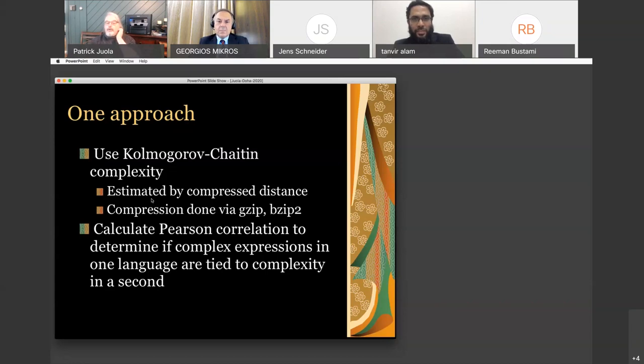So we can do the compression. I used two different methods, gzip and bzip2. And I just calculate the Pearson correlation between samples in English and samples in Arabic to see if complex expressions in one language are tied to complexity observed in the second language. I hope that's clear to everyone. If it isn't, somebody will hopefully be watching the Q&A and we can sort it out.